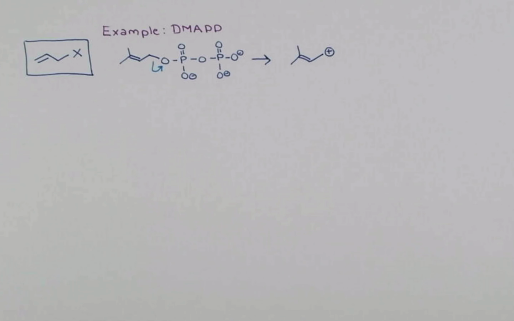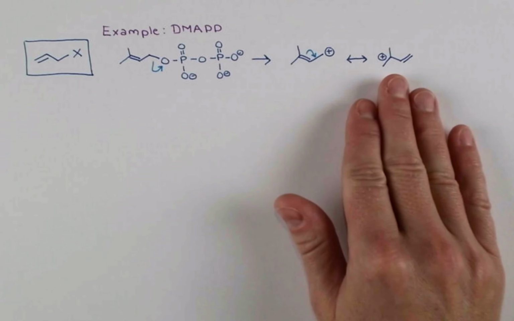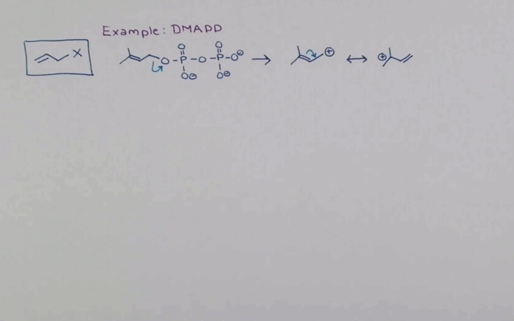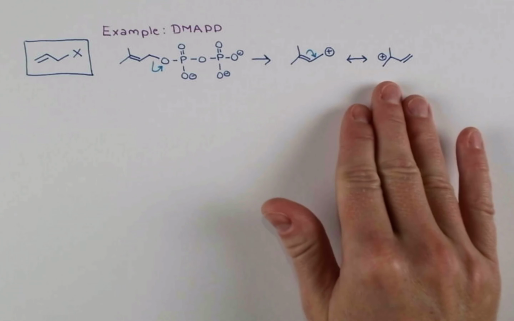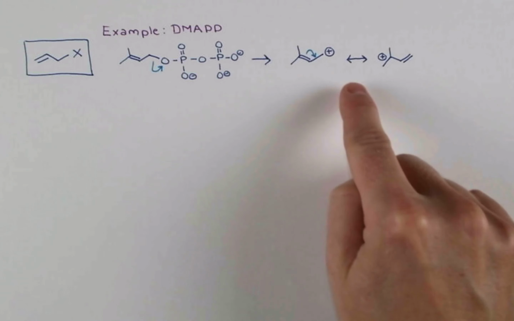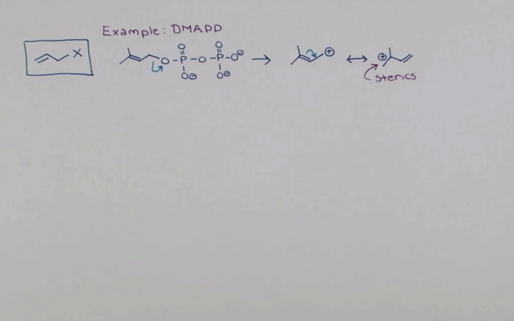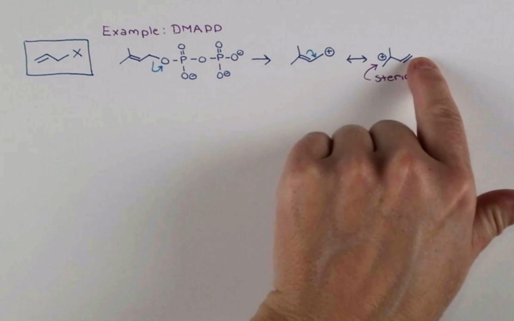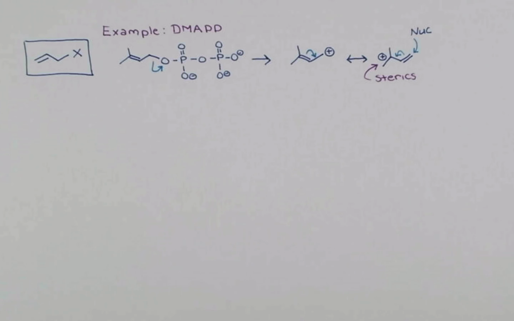We can draw a resonance form that shows a tertiary carbocation contributing to this structure. This extra stabilization promotes the ionization by SN1. However, the side containing the tertiary carbocation shown with this resonance form is significantly sterically hindered. Therefore, nucleophiles end up adding to this carbon atom to give products like this.